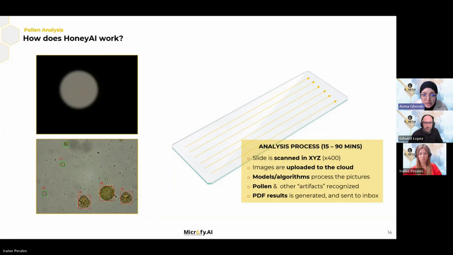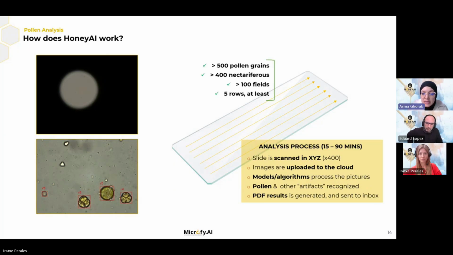For the analysis to be completed, the following criteria must be met. At least 500 pollen grains in total. A minimum of 400 nectariferous is counted, and at least 100 fields of view and a minimum of 5 lines scanned. There is also an option to stop the analysis earlier, but this is, of course, under the user's responsibility.